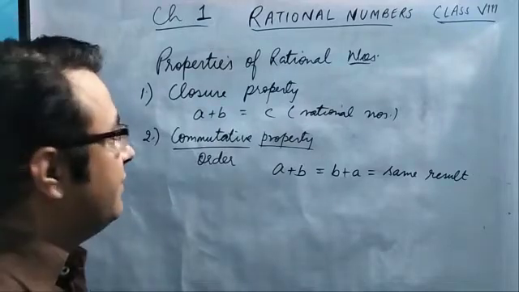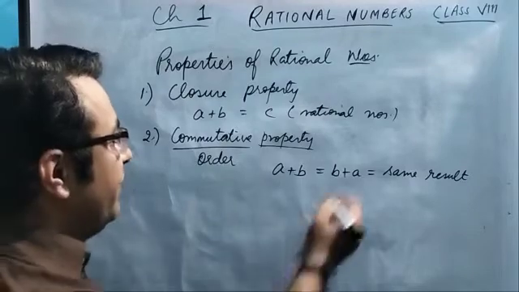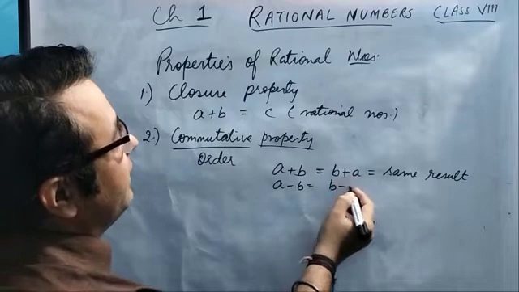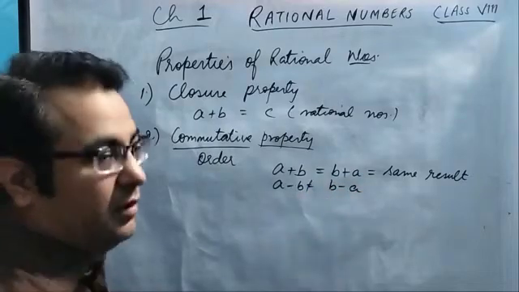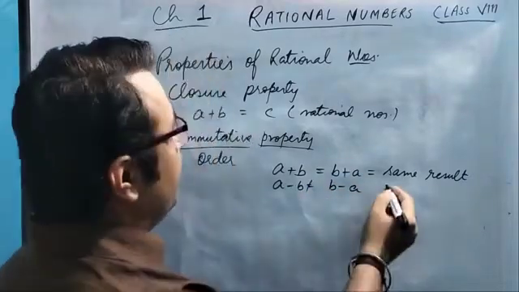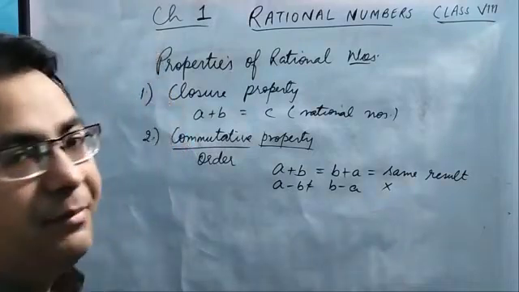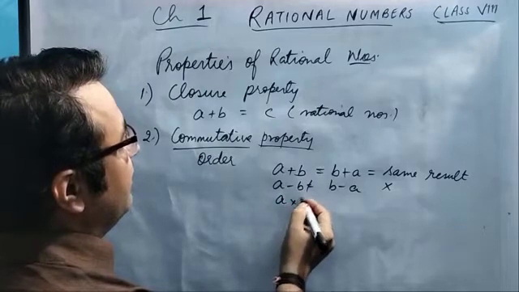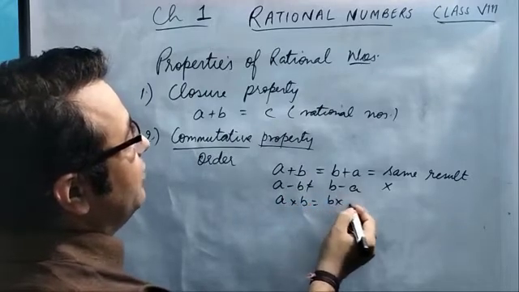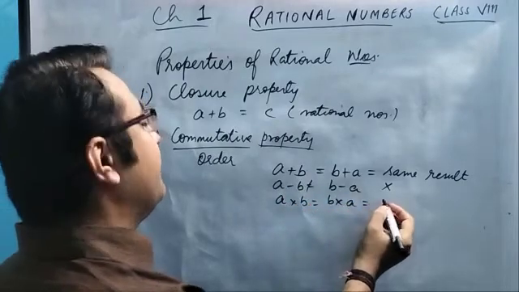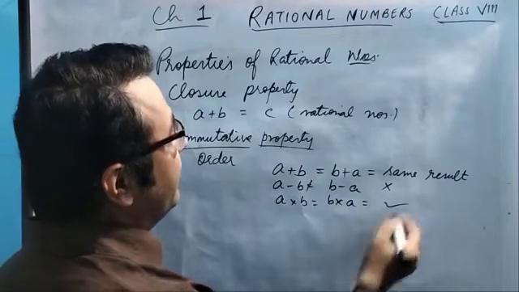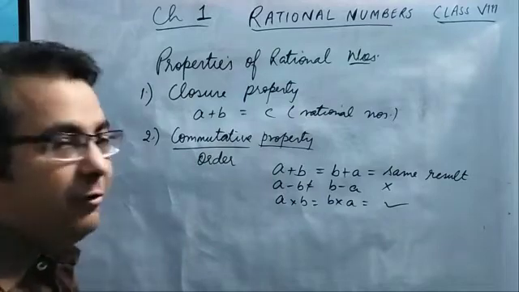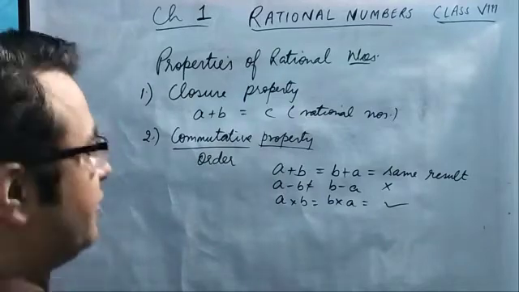Now let us check this commutative property for subtraction of rational numbers. Is a minus b same as b minus a? No, it is not the same. So commutative property does not hold good for subtraction of rational numbers. Let us see for multiplication. A into b is same as b into a. Yes. So commutative property holds good for multiplication of rational numbers.